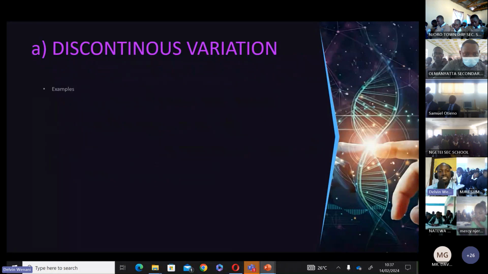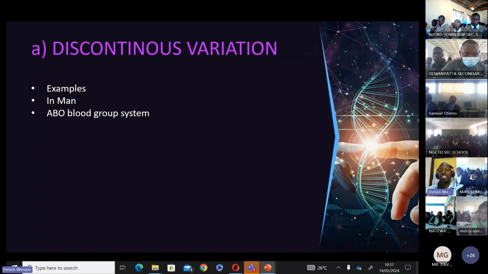The first example, I'll give you examples in man. Examples in man include, number 1, the ABO blood grouping system. It's either your blood group is A, B, AB, or O. But you can't be A and at the same time be O. No, you can't.